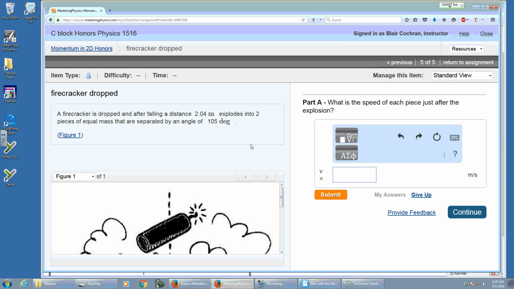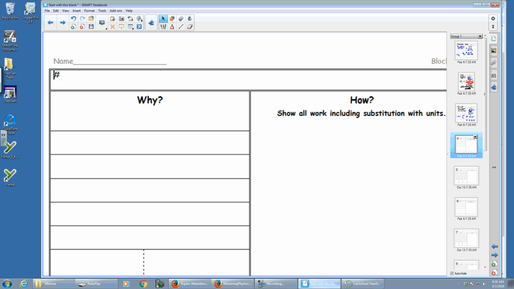The other part of this to realize, though, is the firecracker is a projectile in free fall when it's dropped. And what does it mean to be dropped? Gravity's accelerating it, right? What speed do you start at if you're dropped? 0. Yeah. So before we can tackle the momentum part, which is the explosion, we first have to say it falls for this distance. So we have to take into account it's accelerating. What speed does it have at the bottom? And then we can go into the momentum part. So in that way, it's a two-part problem.